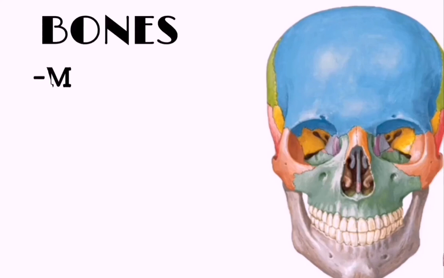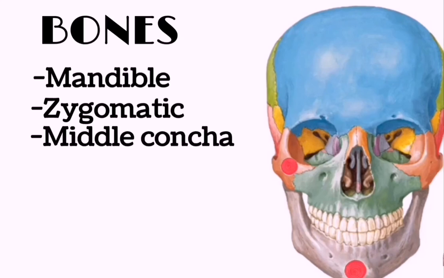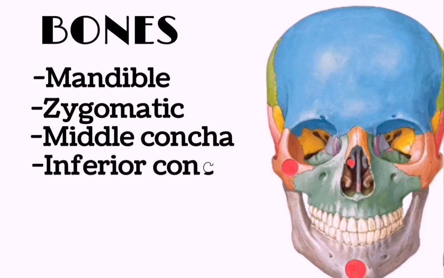The first bone mentioned here is the mandible. The mandible forms the lower jaw. The zygomatic bone, which is also known as the cheekbone. The middle concha, as well as the inferior concha, is mentioned in the interior nasal aperture. These are small bony projections.